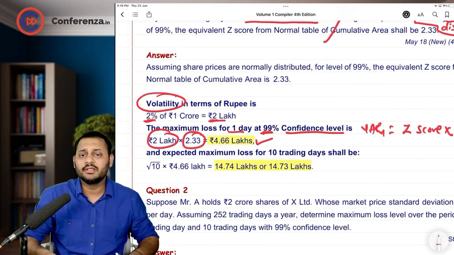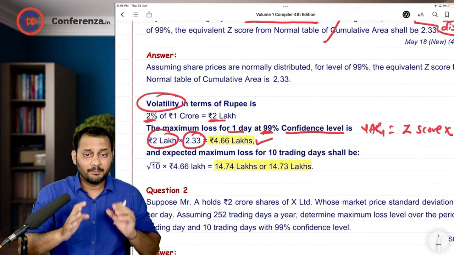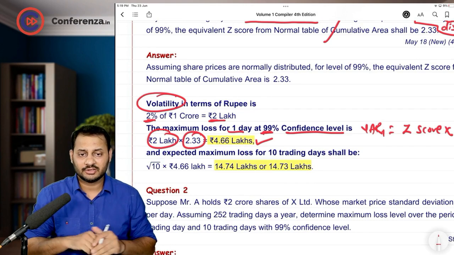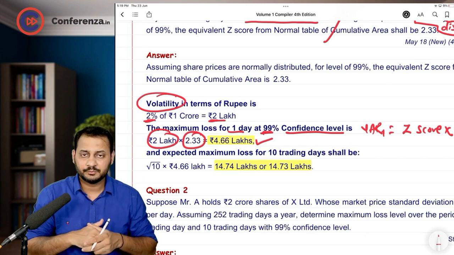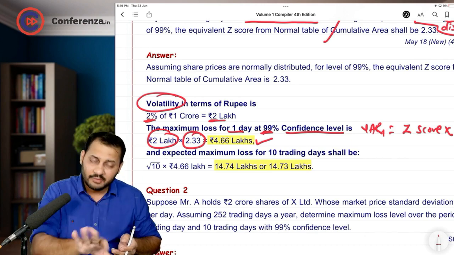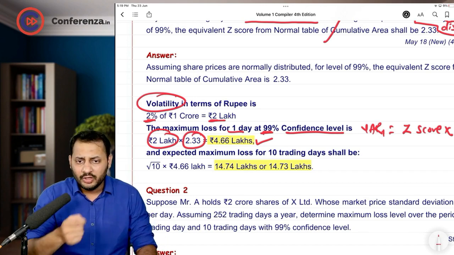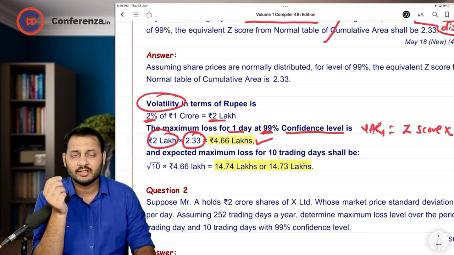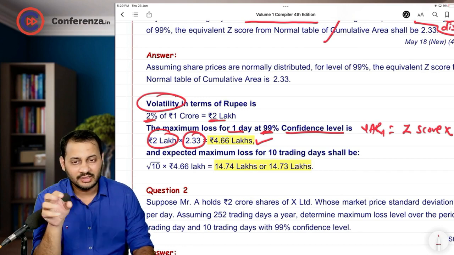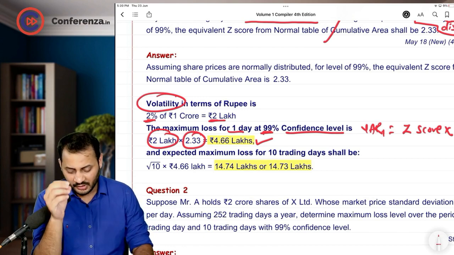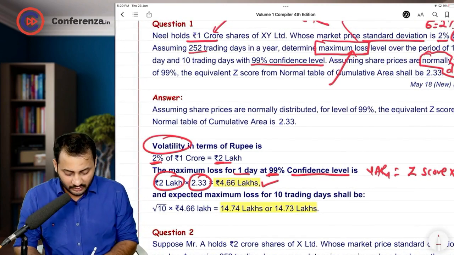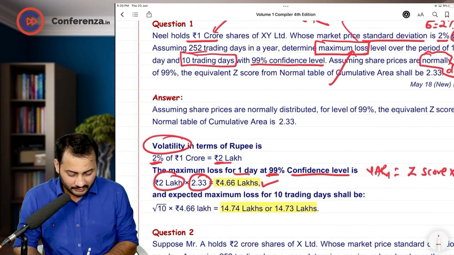How to interpret this? In 1 day, the maximum that I will lose is 4.66 lakhs, not crore, sorry, it's lakhs. That is the maximum that I will lose, and I am 99% confident about it. Only 1% chances are there that my loss will go beyond 4.66 lakhs. Cool enough. Now comes the next question. This was the maximum loss in 1 day. The question is also asking you to calculate the maximum loss in 10 days.